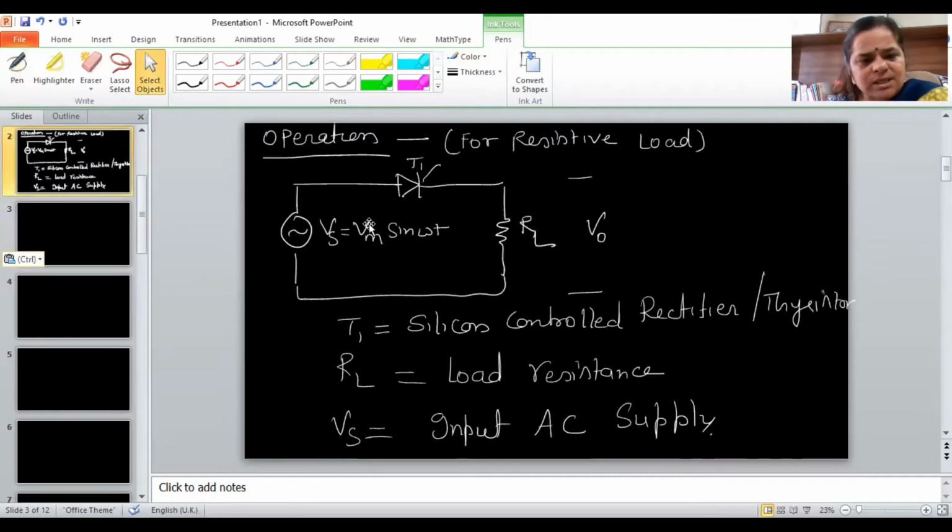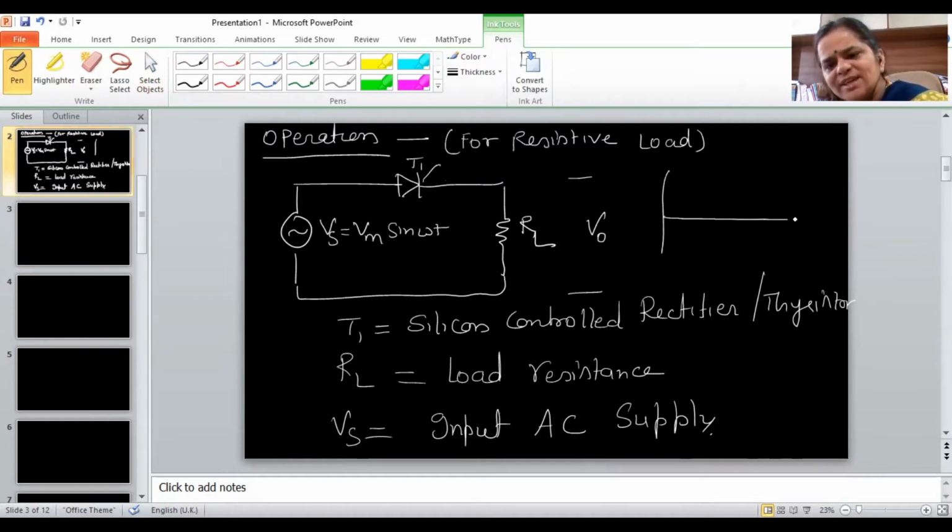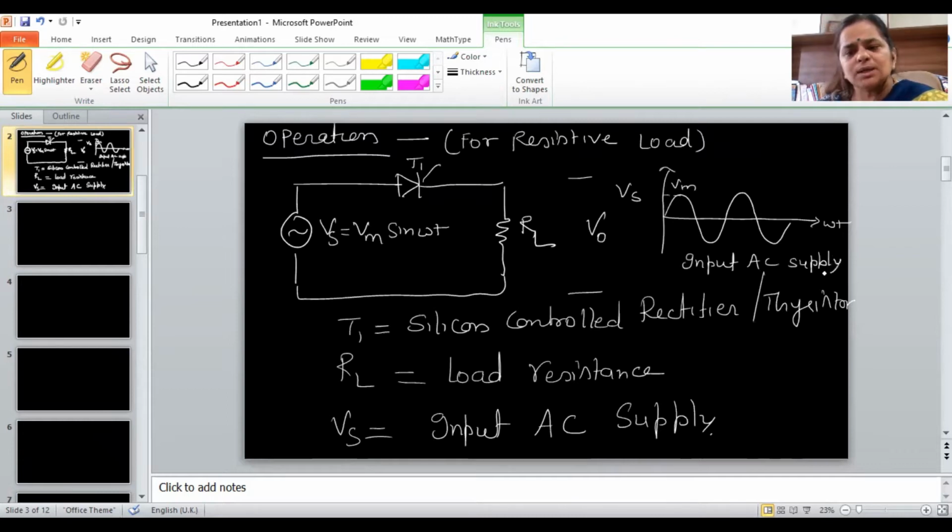As you can see with this power circuit diagram, the type of input which we have connected to the circuit is AC. So what kind of AC supply is there? AC is always this kind of sinusoidal waveform. This is omega t, this is the supply voltage, and the peak value is Vm. That kind of input AC supply we have connected to the circuit, where this is 0, this is pi, this is 2 pi, this is 3 pi.